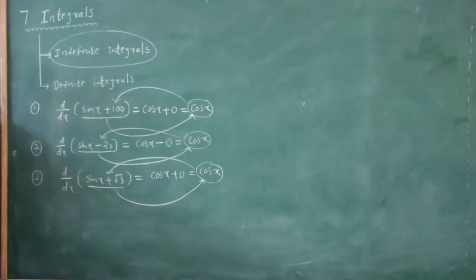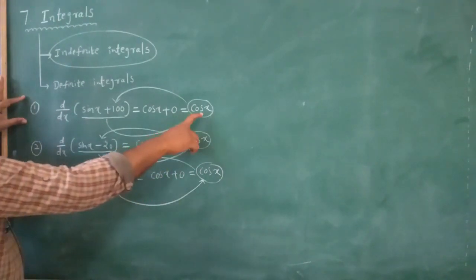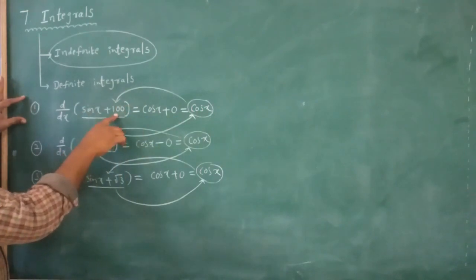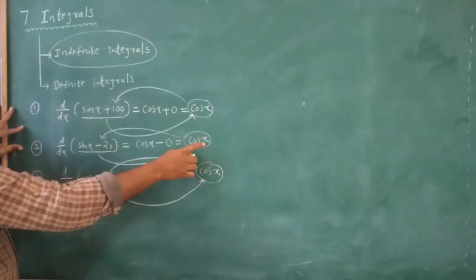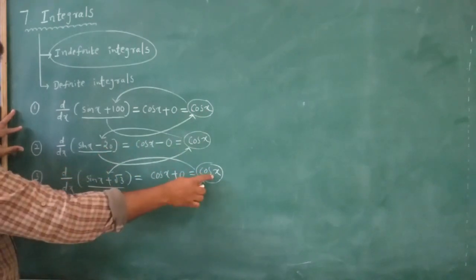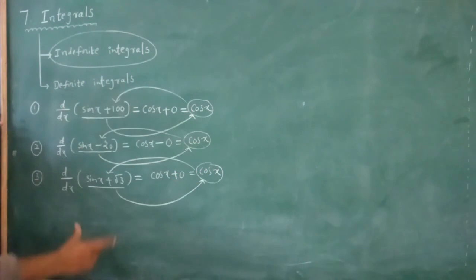Here in the first question, what is the antiderivative of cos x? Sin x plus 100. In the second one, what is the antiderivative of cos x? Sin x minus 20. In the third one, what is the antiderivative of cos x? Sin x plus root 3.